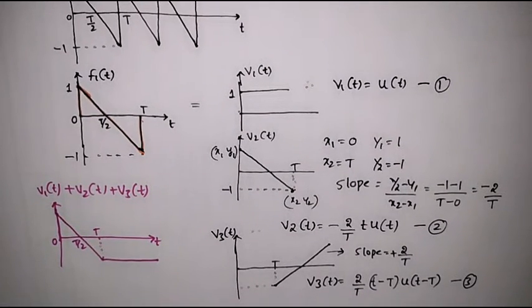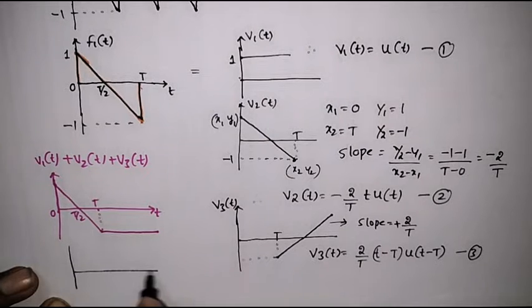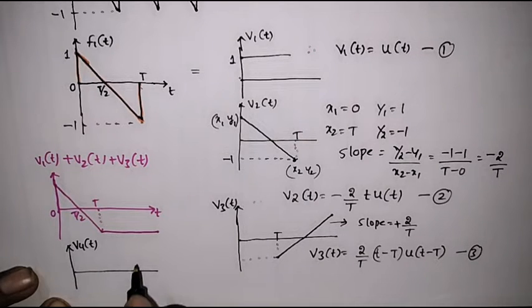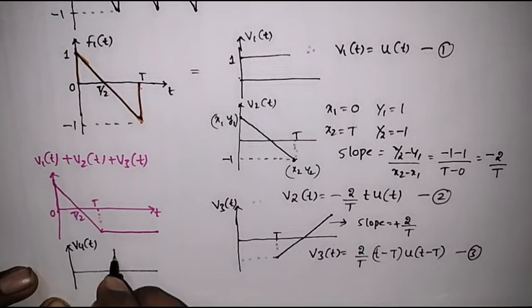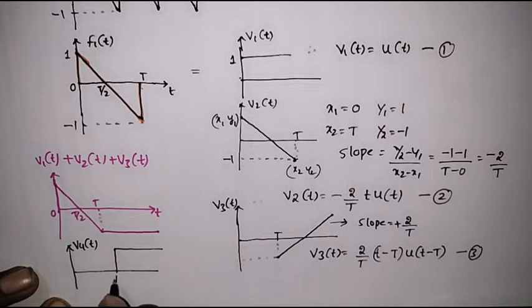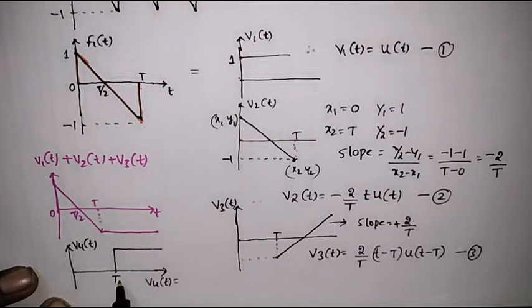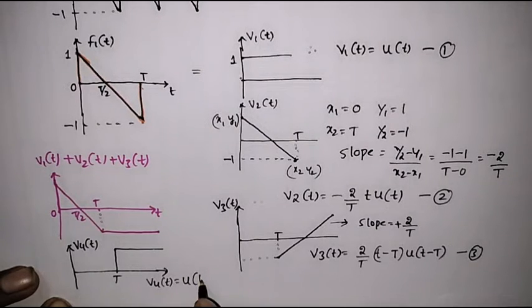So now I will add one positive step signal at t equal to T and I will call it v4 of t. This is v4 of t. So I should get v4 of t at t equal to T. Therefore I can write v4 of t is equal to, it's a step signal, it is nothing but u of t, but begun at t equal to T. So I can write it as u of t minus T. So this is my equation number 4.